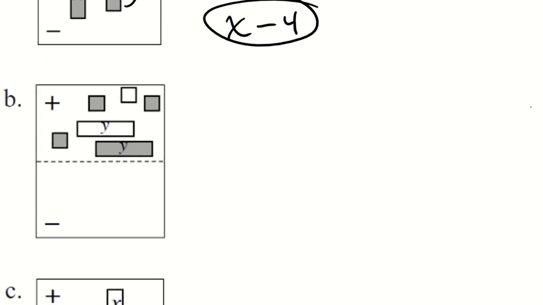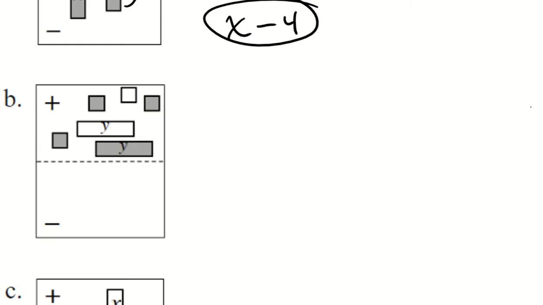Let's look at mat B. Mat B doesn't have anything below. And if I just wrote everything out exactly as it appears, I would see there's a positive y and there's a negative y. I see that there's a positive 3, and I see that there's a negative 1.